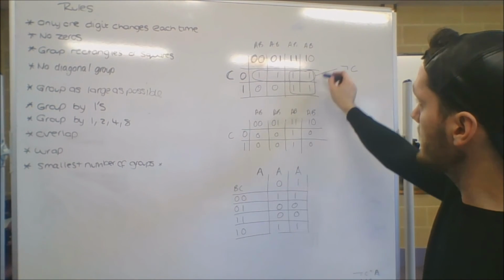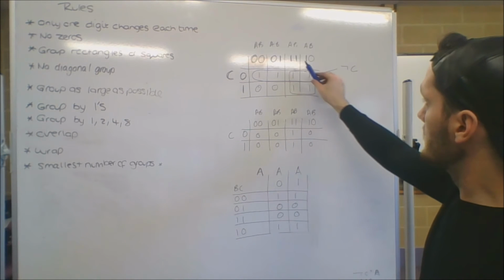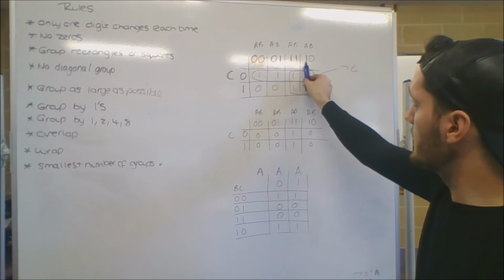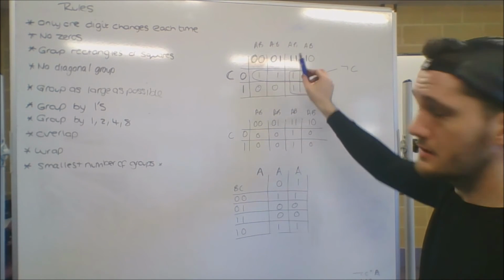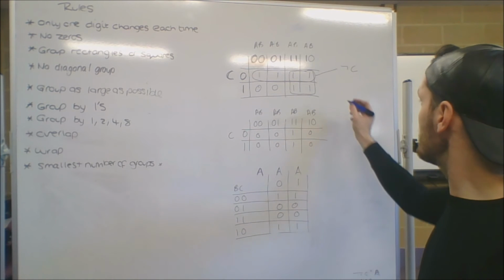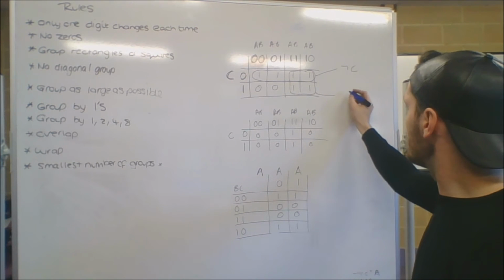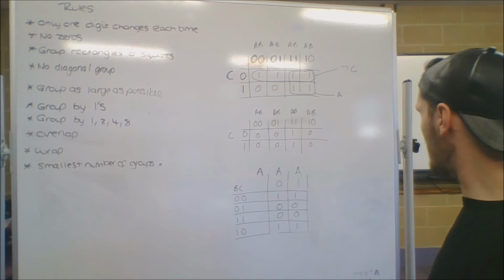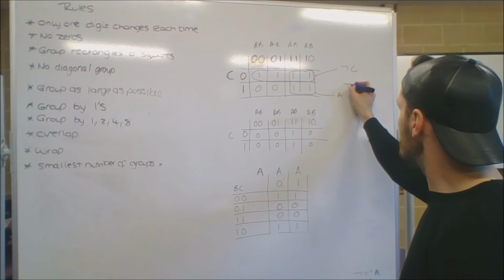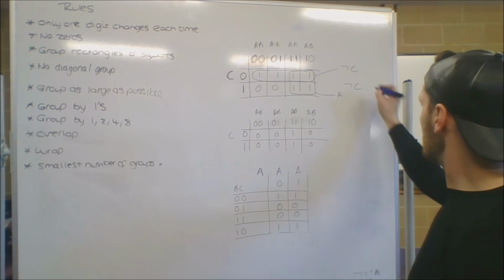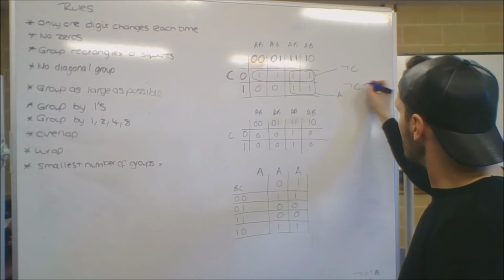Now this group here, what do they have in common? Well, A is true in both, but then B is different, so B is redundant, so then you have A for this group. So what you end up with is not C or A.